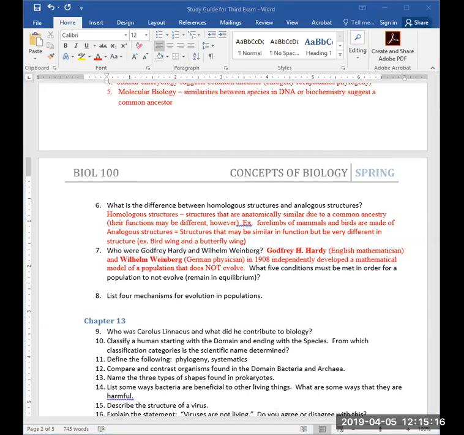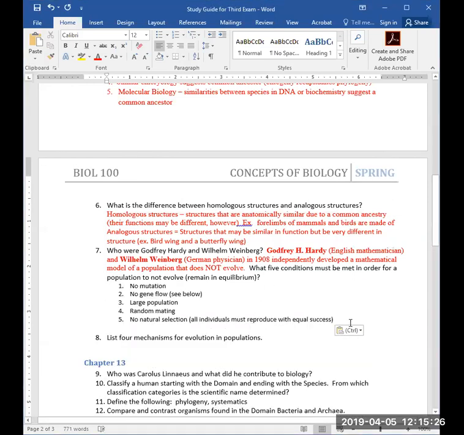So let's take a look. These are the 5 conditions for a population to not evolve. First of all, there has to be no mutation in that population. No gene flow, meaning no genes that enter or exit that population. We can't have other organisms or individuals coming in and changing the genes in that population.